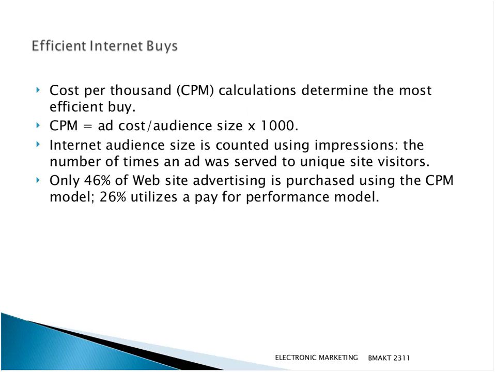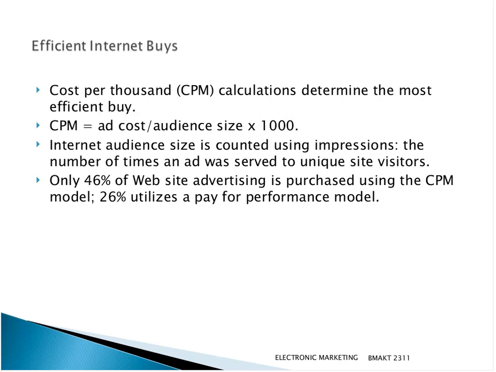Efficient internet buys: cost per thousand, CPM, calculation determines the most efficient buy. CPM is ad cost divided by audience size, multiplied by 1,000. So basically, cost per thousand means how much you spend to attract 1,000 customers as your clients or users. That is the main criterion for finding the efficiency in internet buying.